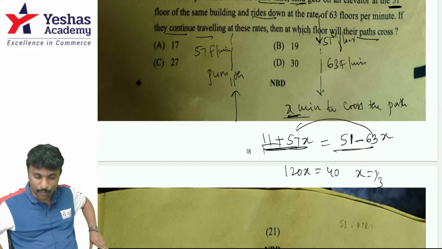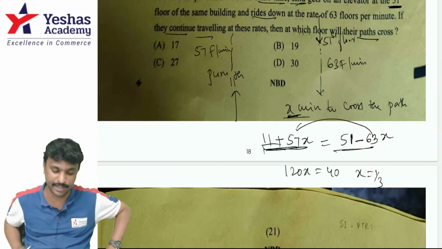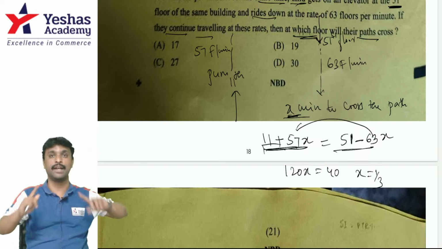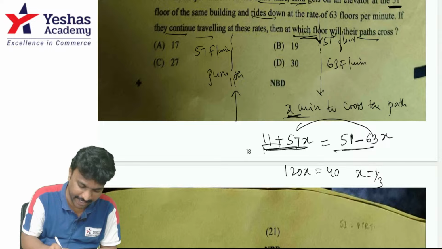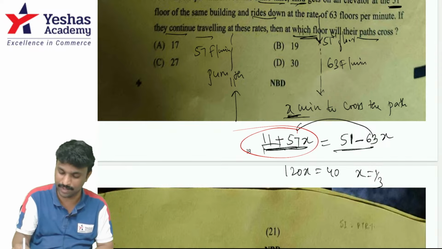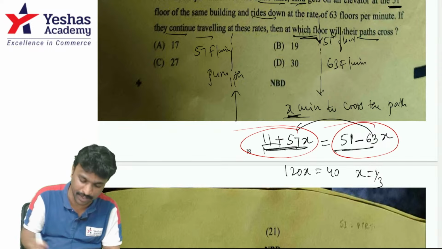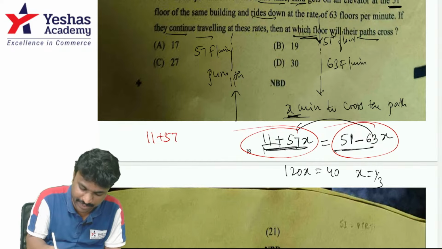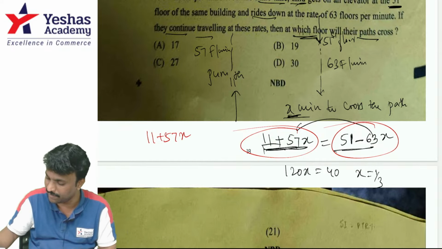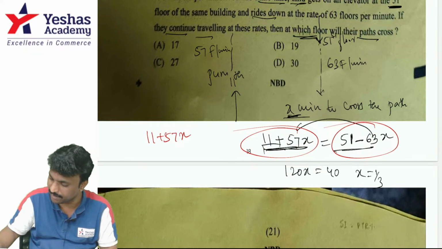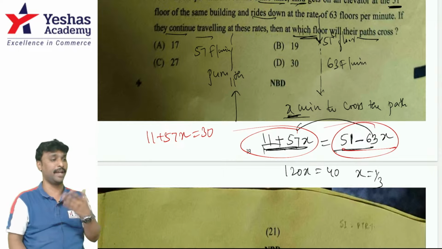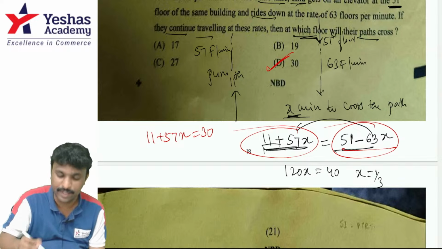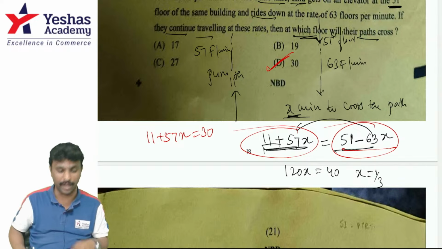Now the question is not the time taken, it is which floor the paths will cross over. That's what they're asking. So which floor means either this you find or the right hand side you find, you'll get the same answer. That means 11 plus 57 into x. So 57 into 1 divided by 3, plus 11, that gives me 30. Even if you do 51 minus 63 into x, that also gives you 30. Therefore, 30th floor, their paths will cross.